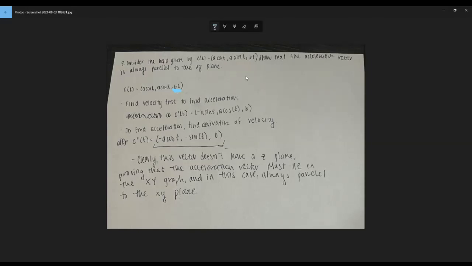And first, we have to find the acceleration. We have to first find the velocity. Velocity is the derivative of the first vector, and that is negative a sine t, a cosine t, and b. After that, to find acceleration, we have to find the second derivative of the original, or the derivative of the velocity vector, which is going to be negative a cosine t, negative sine t, and 0. And we notice that the third component is 0, meaning that there's going to be no z component.